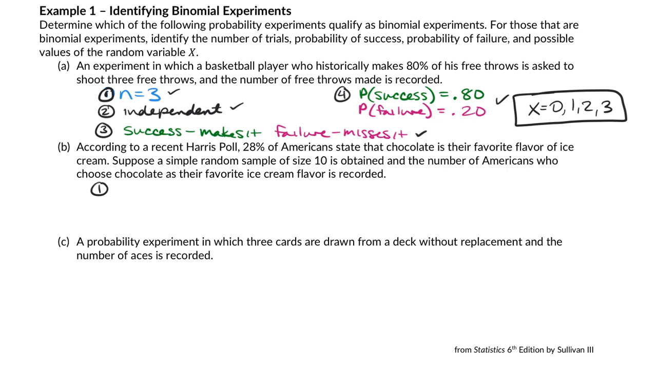How many times are we polling Americans? What's our sample size? So we have a set size of trials, a set sample size. Check for number 1. Number 2, are these things independent? Does you liking chocolate mean that you also like chocolate? Does it affect it at all? No. So this is independent. Even though you're wrong, vanilla is the choice.